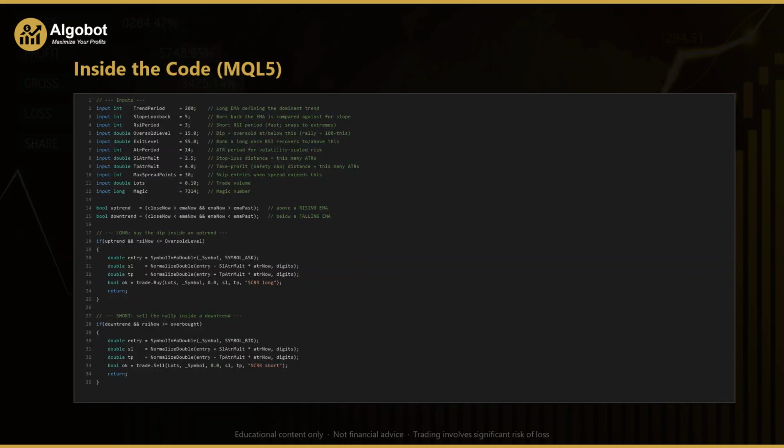Let's look at the actual MetaTrader 5 code on screen, just as it appears in MetaEditor. At the top, we have the input parameters, the settings you can adjust before running the expert advisor. Trend period is the length of the long exponential moving average, set to 200. Slope lookback, 5, is how many bars back the average is compared against to judge its slope. RSI period is a fast 3, oversold level is 15, and exit level is 55. Then come the average true range settings and the risk multipliers, a stop distance of 2.5 and a target distance of 4, along with the maximum spread, the lot size, and the magic number that tags the trades.